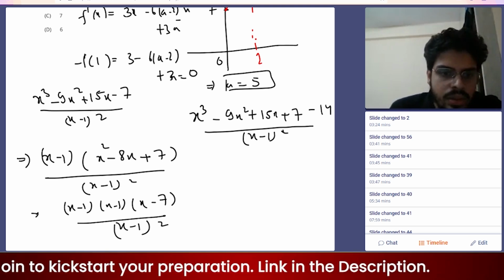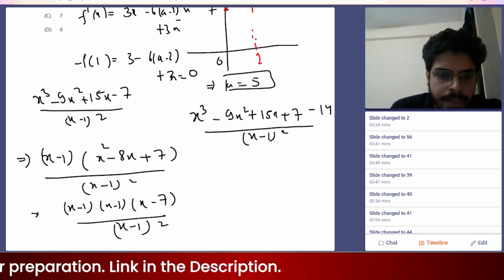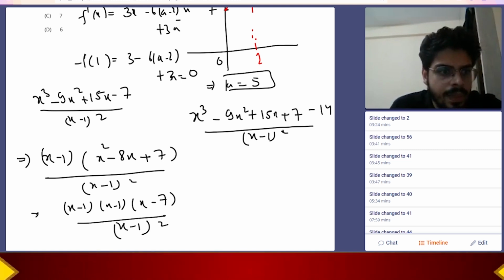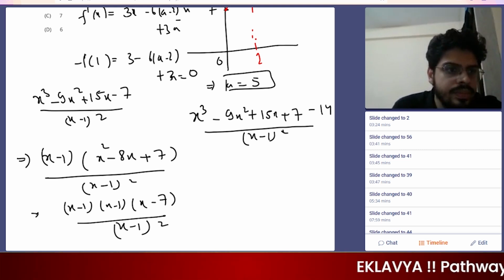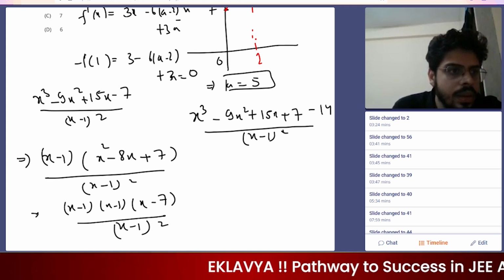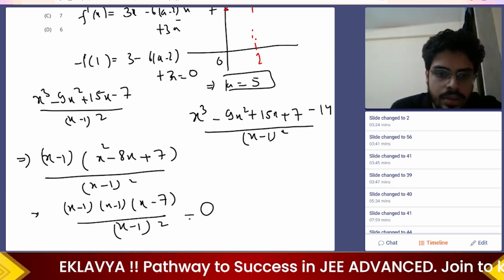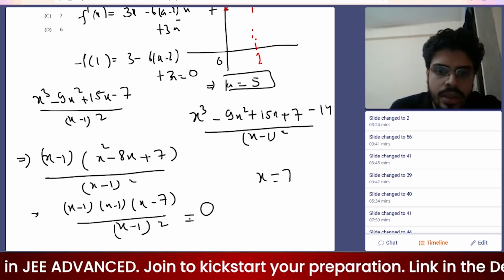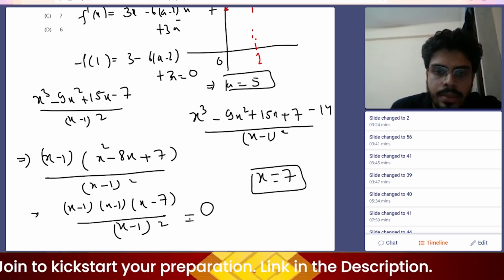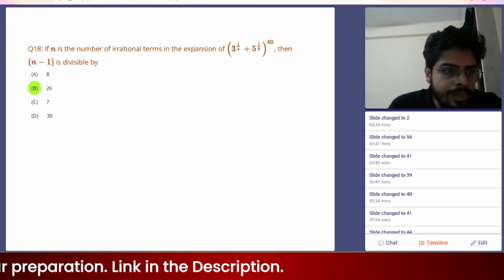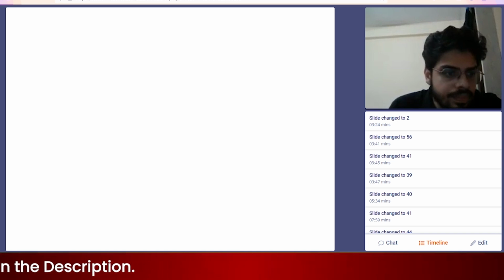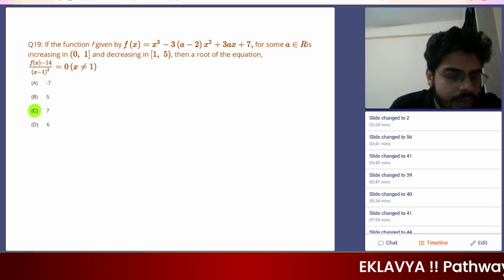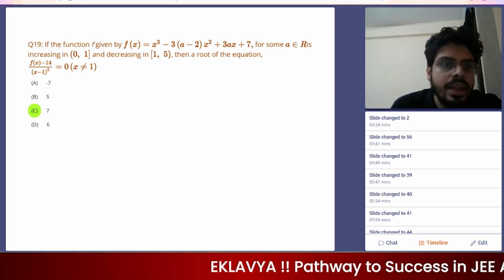So this value will come out to be what is given in the question. In the question it is given this value is equal to 0. So x minus 1 will cancel, and x is not equal to 1, so x will be equal to 7. This is the question. Question number 9: x is equal to 7.